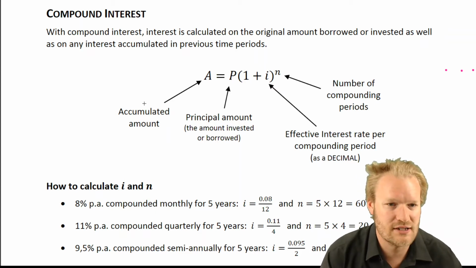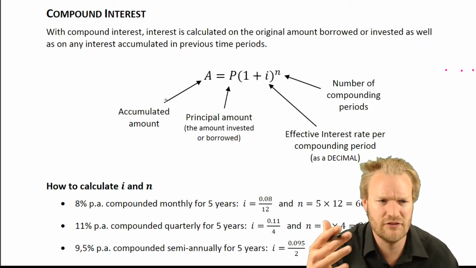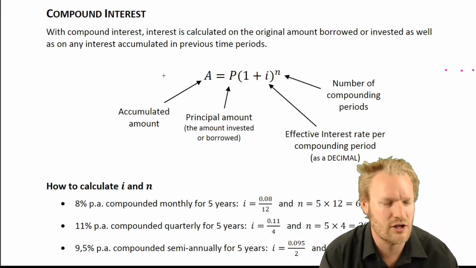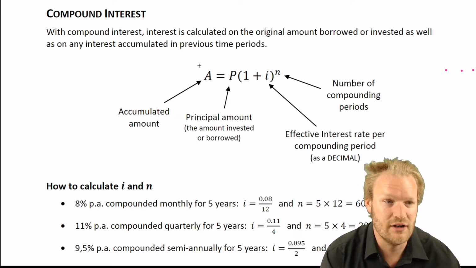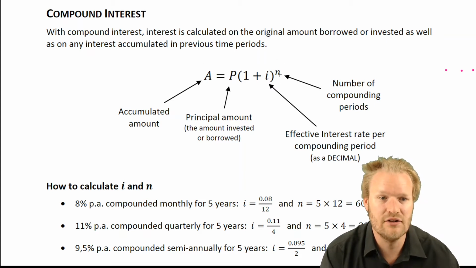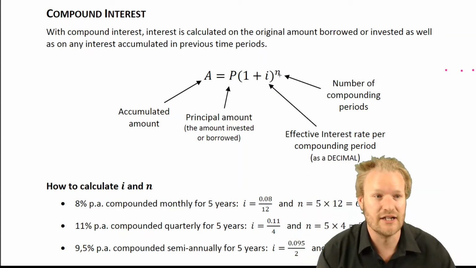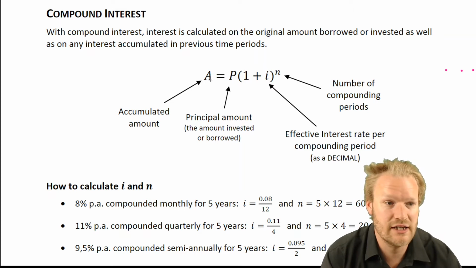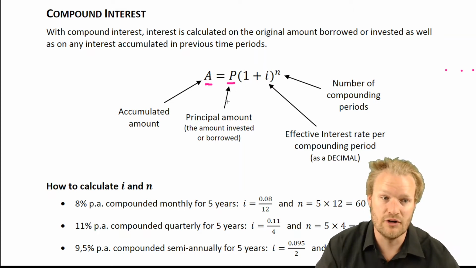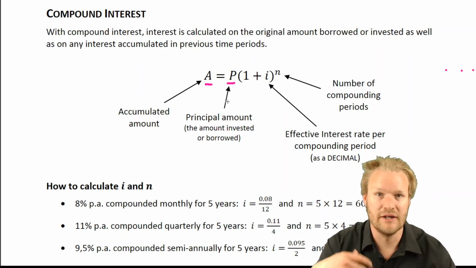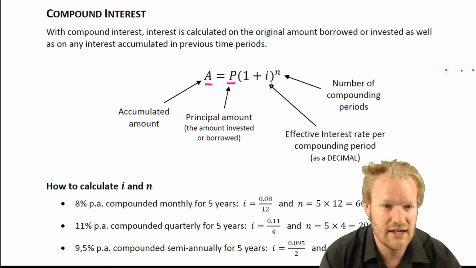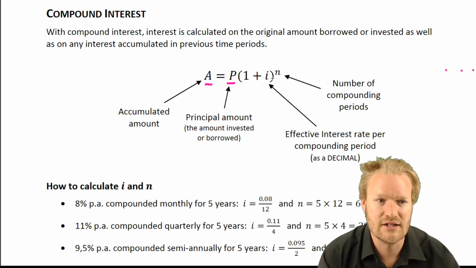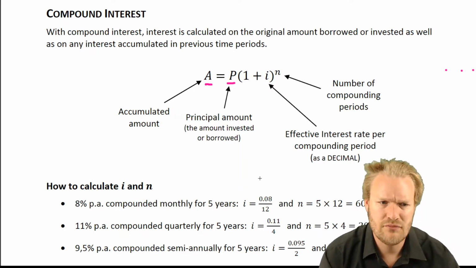Okay, so let's have a look. Whenever you invest money, this is how we use compound interest. We've got a very similar formula, but now our n, our number of compounding periods, is in the exponent. A is still the accumulated amount. P is still the principal amount, so the original amount, the amount being invested or the amount being borrowed. And 1 plus i is the interest rate, and you'll see a little bit.